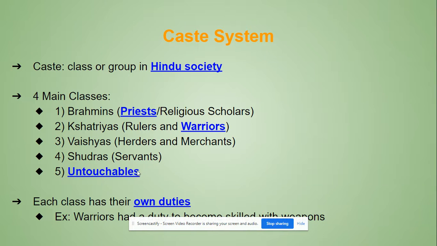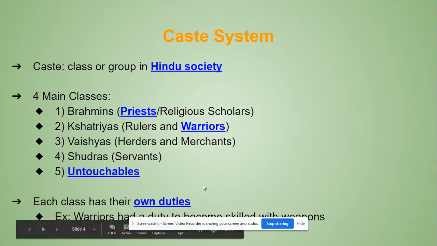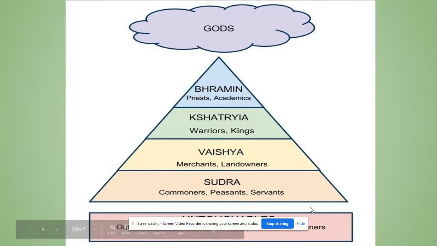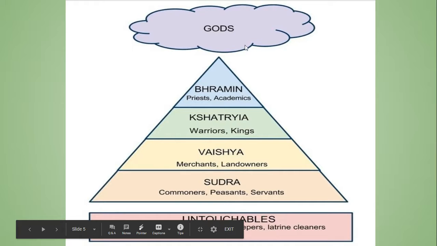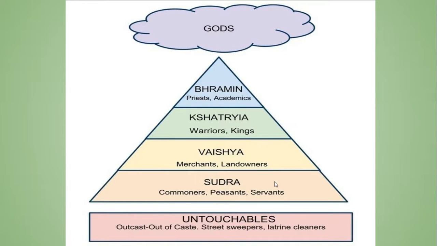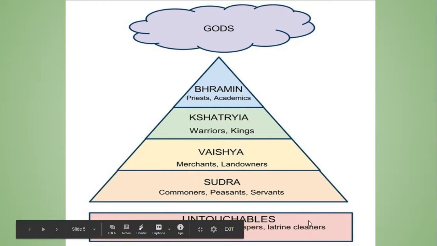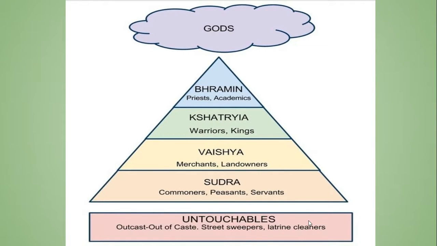Now, the untouchables are actually so low they're not even considered a class. That's why there are five listed here. They're actually not even considered a place in society. They are seen as the dirt below the feet of the rest of society. Each class has its own duties, like we talked about previously in the lesson. So here's a little diagram of this. You can see we have the gods at the very top, and then down the Brahmin, Kshatriyas, Vaishyas, Sudras, and then the untouchables. They are the lowest of the low, the outcasts.